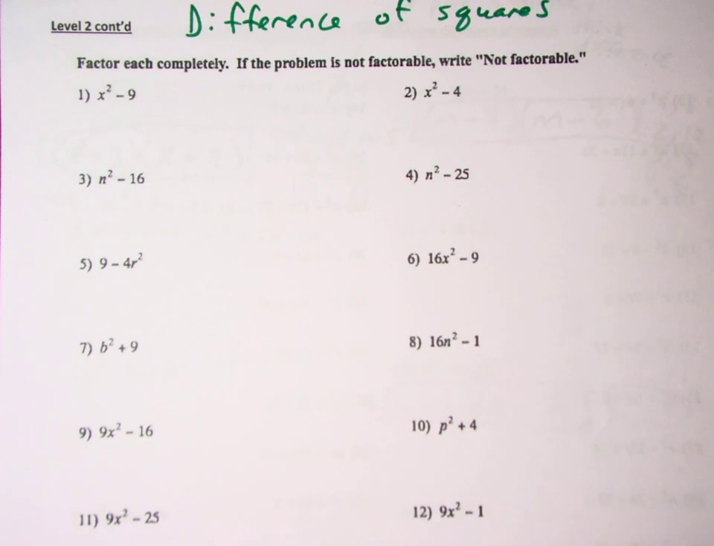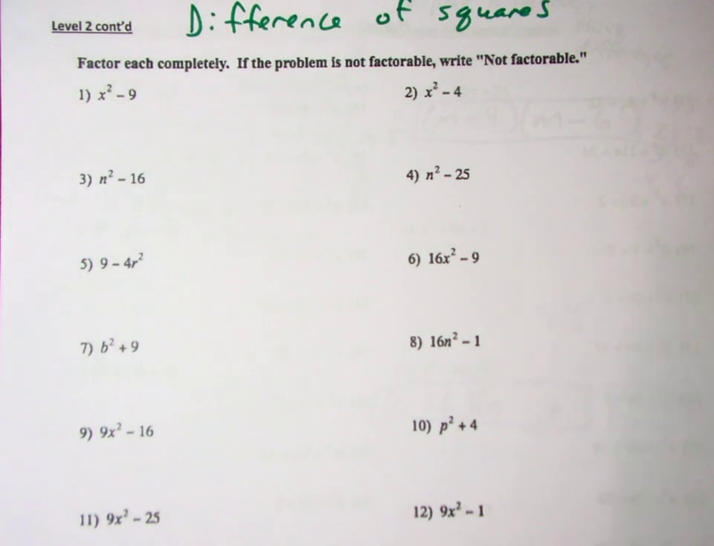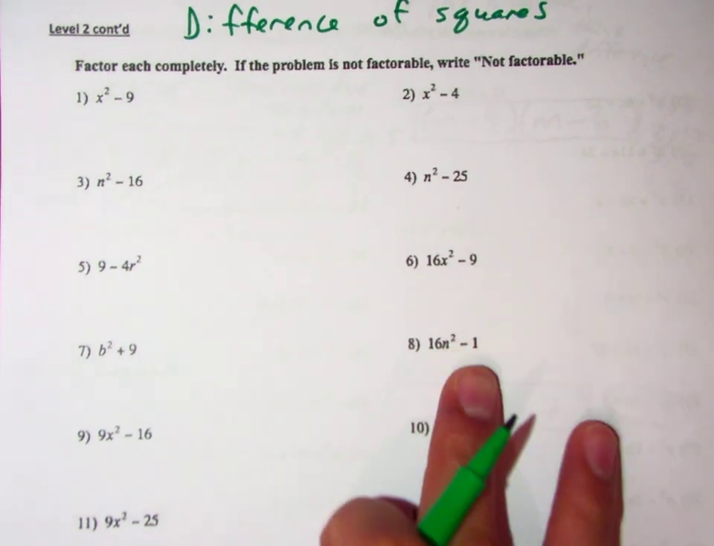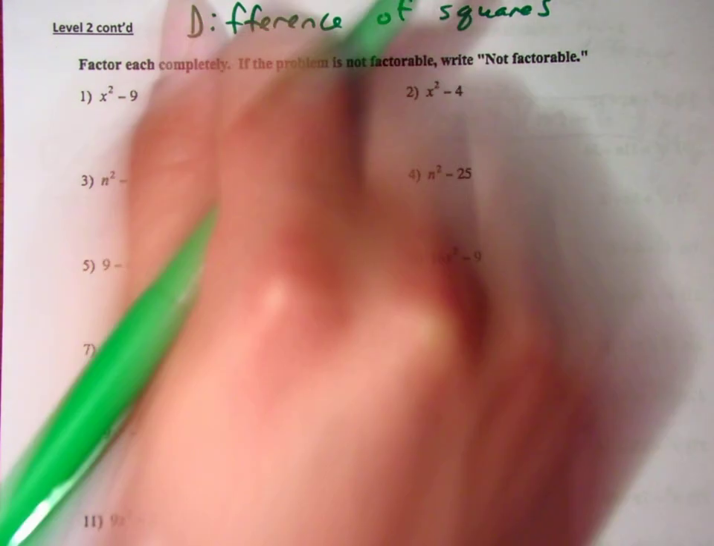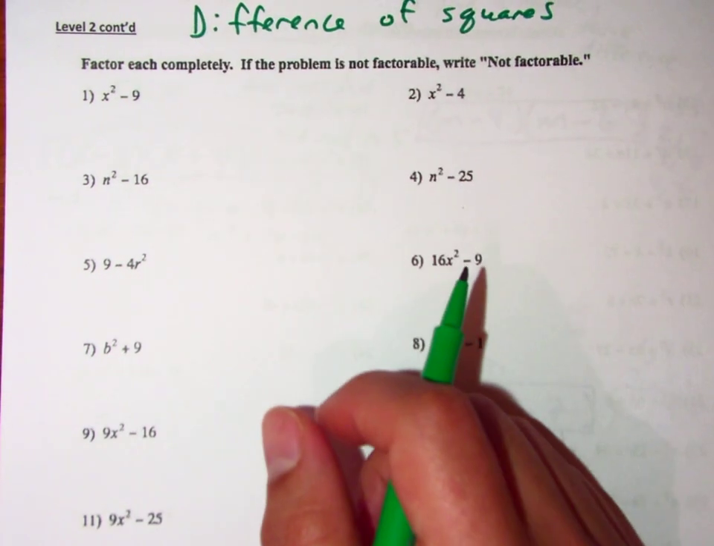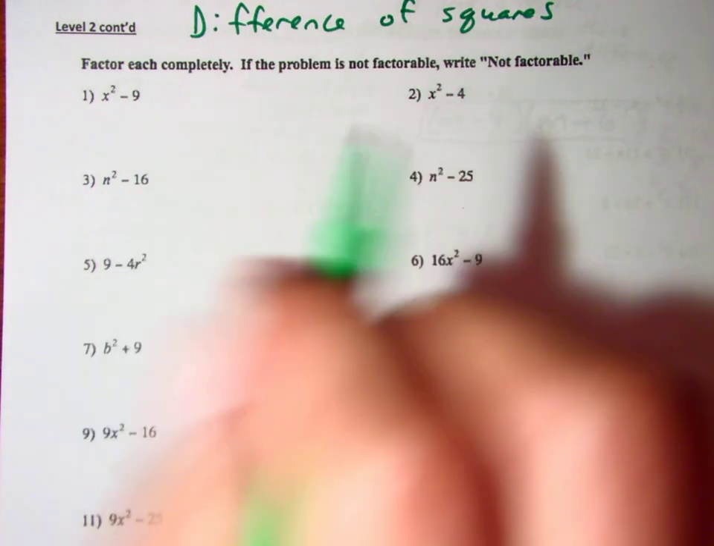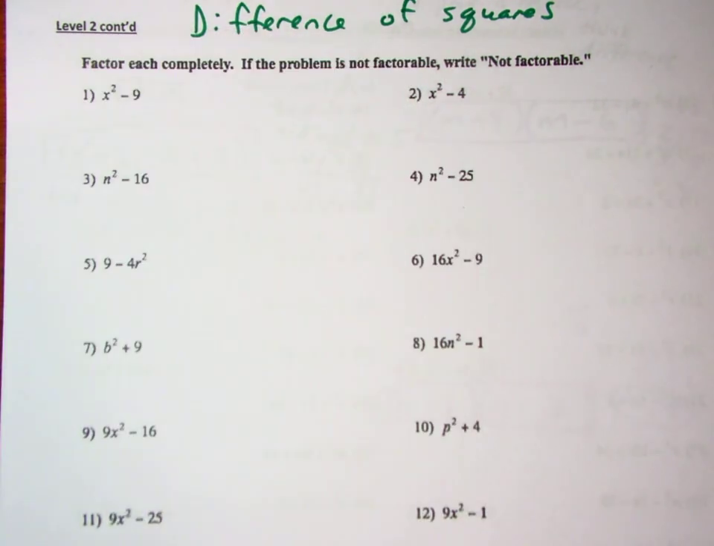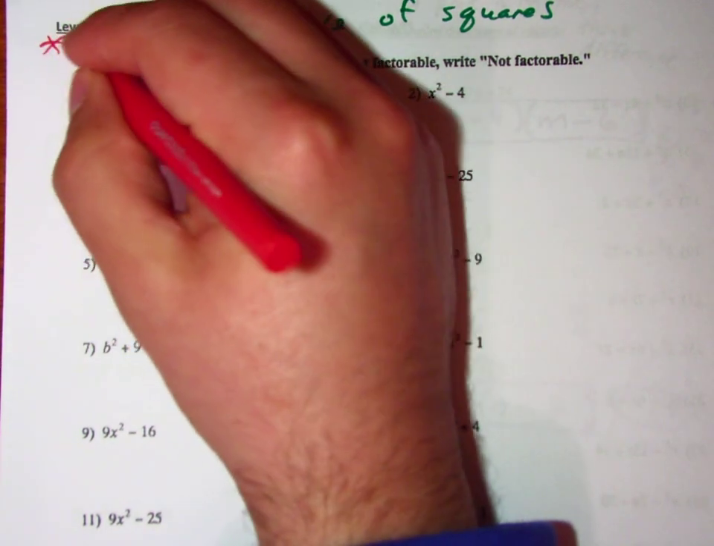All right, hello. Welcome to Unit 9, Skill 3, Level 2 again, but now Part 2. We're going to focus now on difference of squares. This is a very special and specific case. This is only going to work for binomials only. Okay, so let me write that down. So, binomials only.